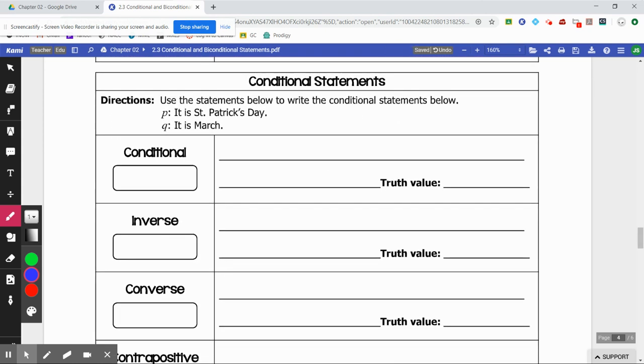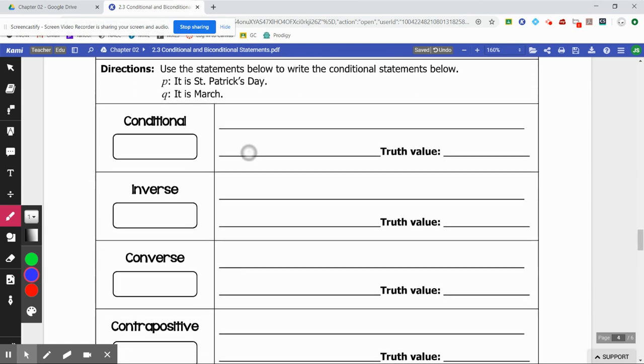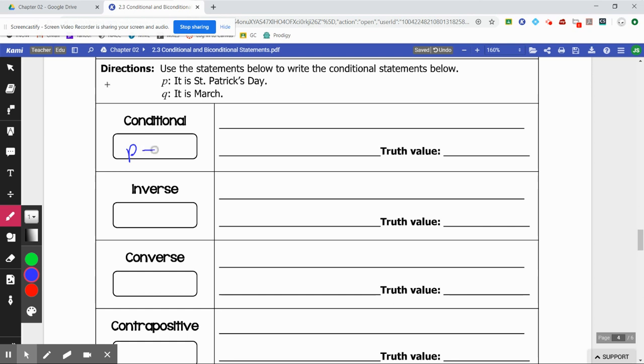Conditional statements. Here we've got P says it is St. Patrick's Day, and Q is it is March. So a conditional statement looks like this. P implies Q is the way we're going to set this up. So St. Patrick's Day would imply that it is March. And since we know that St. Patrick's Day is in March, if it is St. Patrick's Day, then that would imply that it would have to be March. So that would be a true conditional.